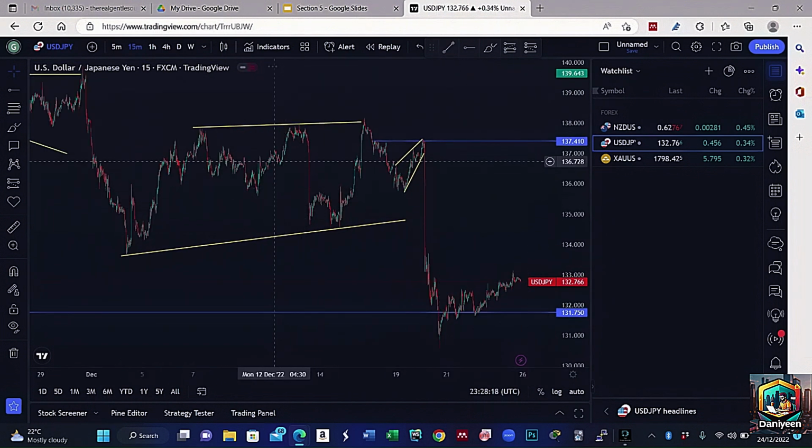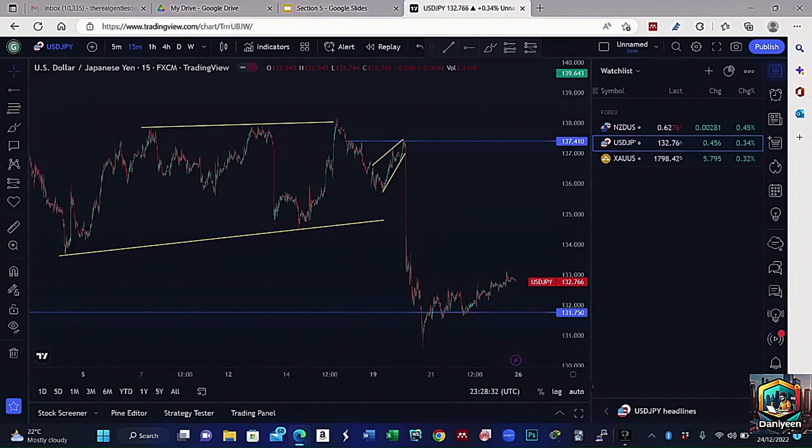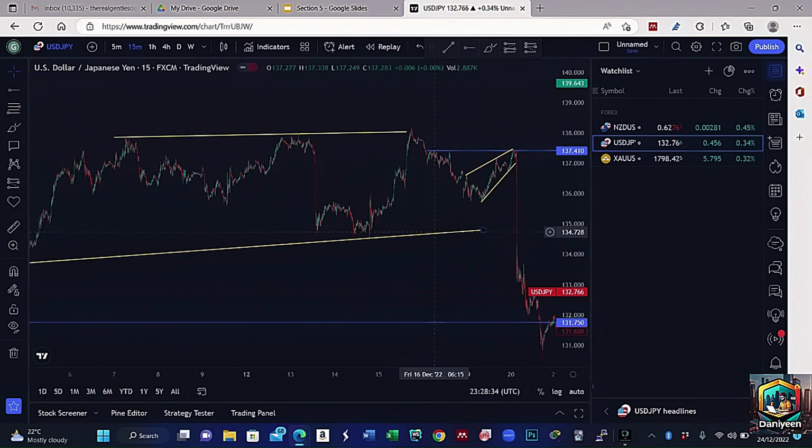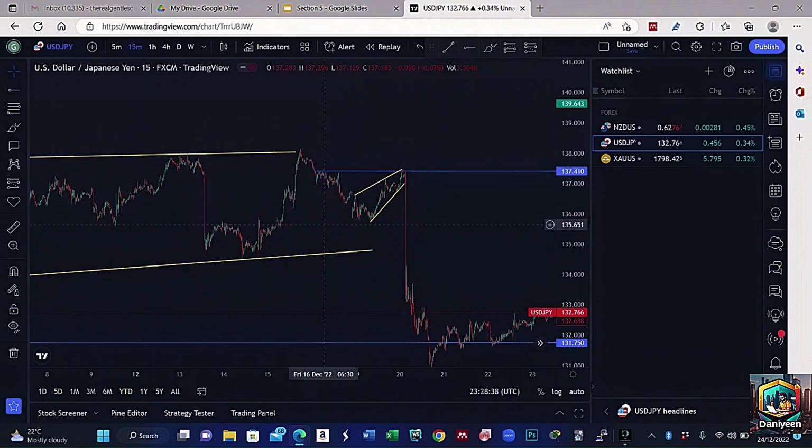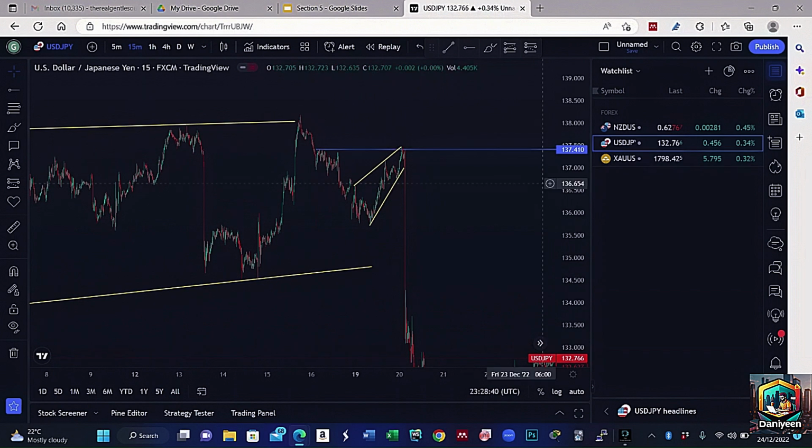So in this pattern, after the first, second, and third touch, price moved downward. So when it made the third touch, you can enter here. But I want to show you how you can enter again in case you miss the first entry. If you miss this first entry, there's no need to rush. Just wait and let the market come to you.